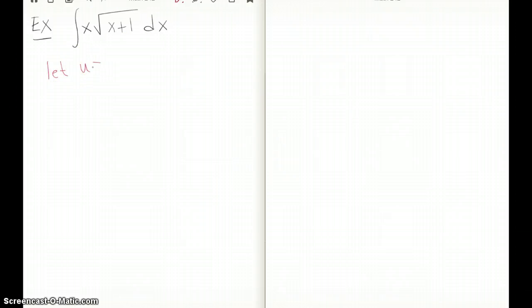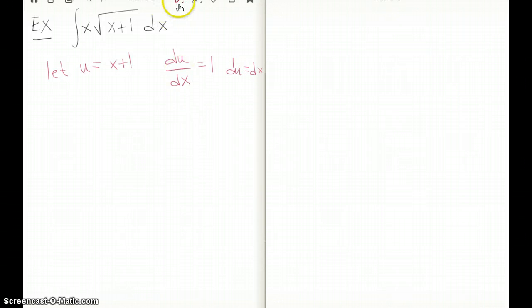So let's let u equal the stuff inside the radical. If u is the stuff inside the radical, then du dx is the derivative of this stuff, which is just 1, which means that du equals dx, right? So this equals 1. So that means that du equals dx.